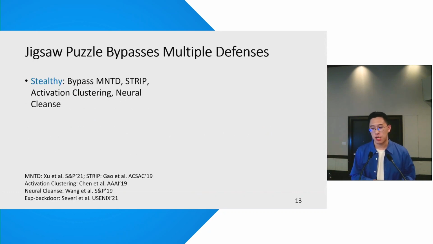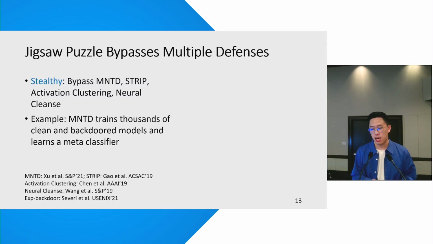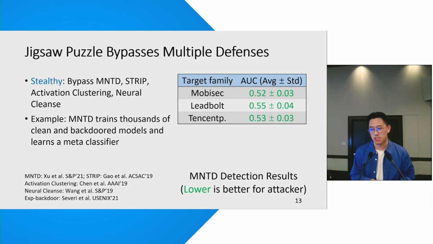More importantly, Jigsaw puzzle also bypasses multiple defenses such as MNTD, STRIP, Activation Clustering, and Neural Cleanse. Taking the state-of-the-art defense MNTD as an example, it trains thousands of clean and backdoor models and learns a meta classifier to distinguish these models. We train 5 meta classifiers and report the average detection AUC here. As you see, most of the AUC are close to 0.5, which is barely better than random guessing. It means that MNTD cannot distinguish clean models and the backdoor models by our Jigsaw puzzle.